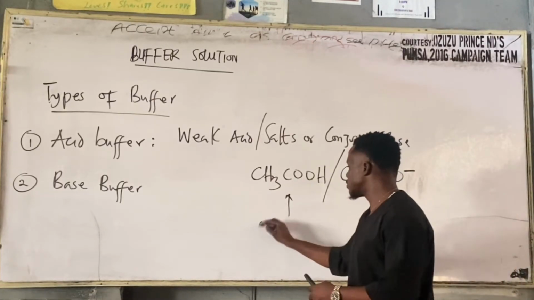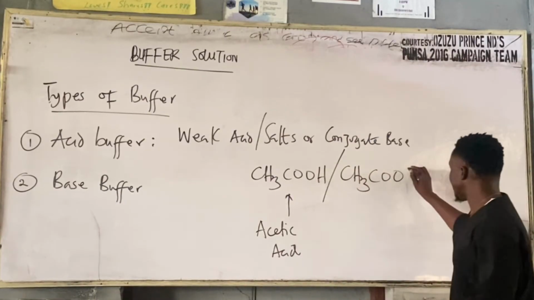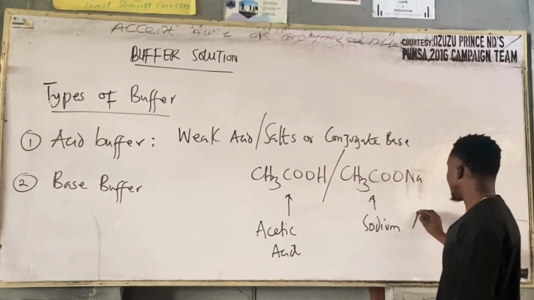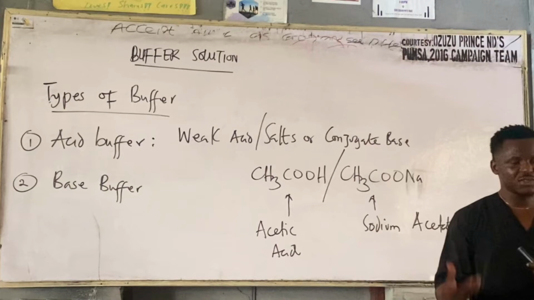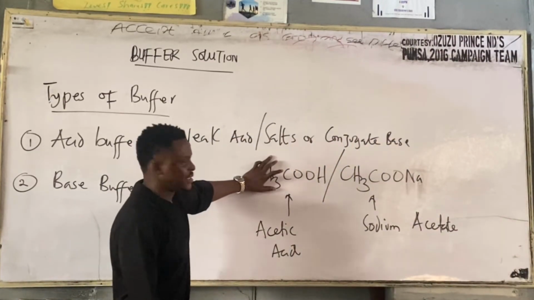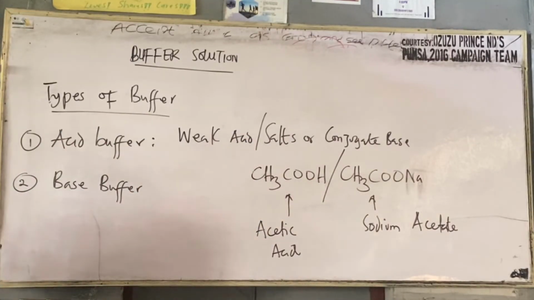Now this is called acetic acid, and this is called sodium acetate. So in case you come across this, they say a buffer is made up of acetic acid and sodium acetate. This is an example of an acid buffer: a weak acid and a salt, or a weak acid and its conjugate base. Alright.